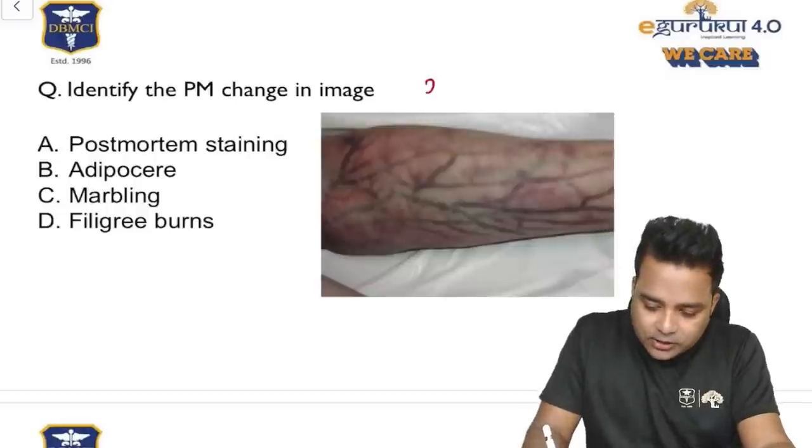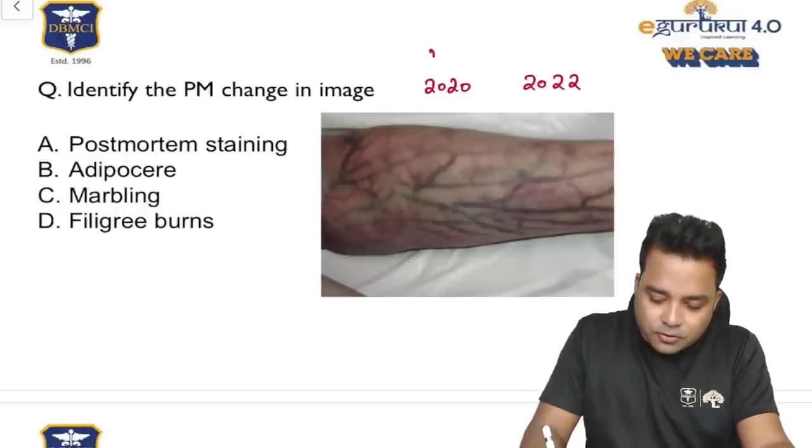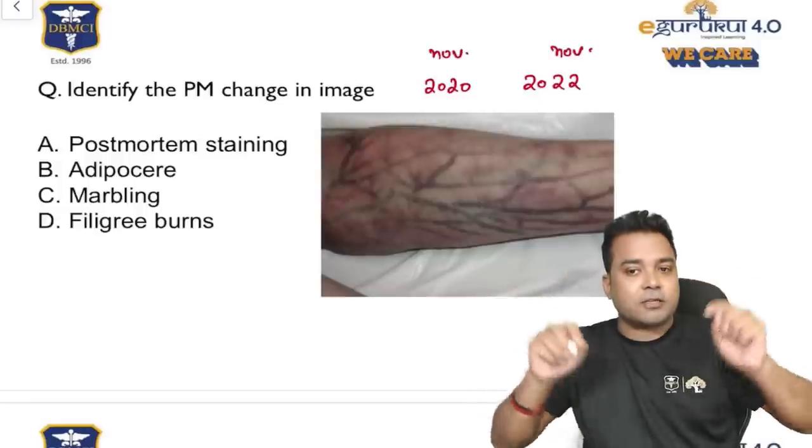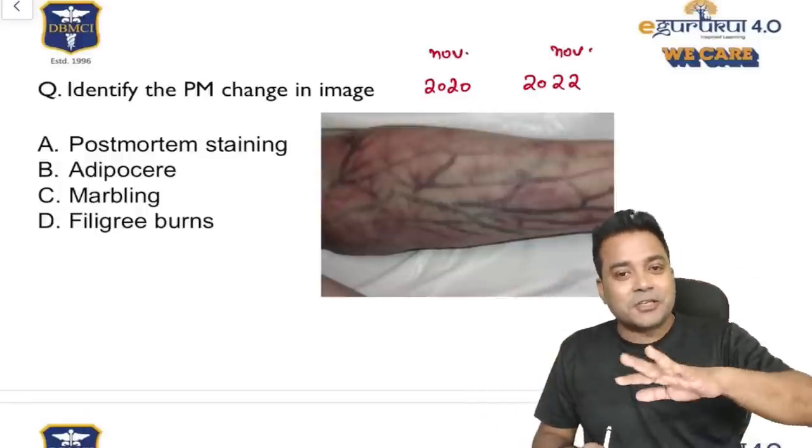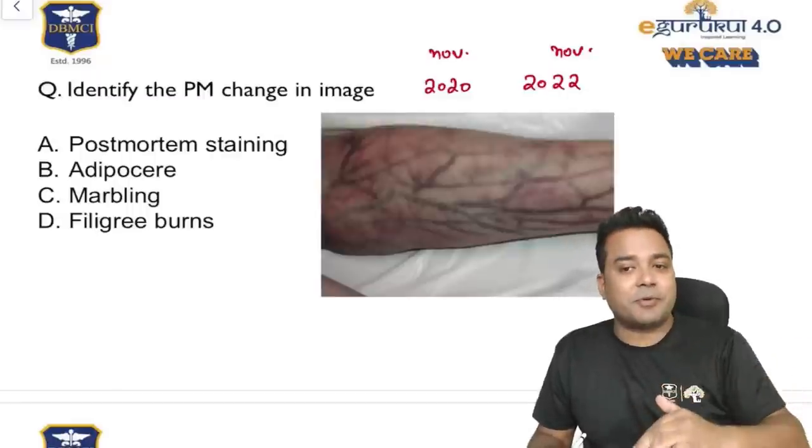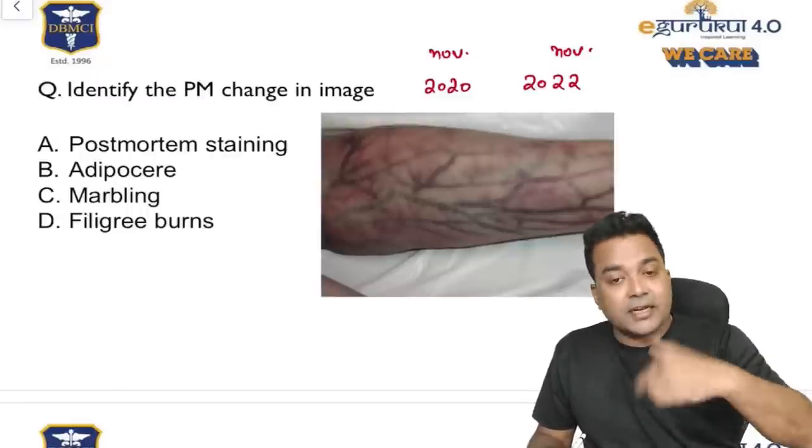See, this was asked in 2020. Again, it was asked in November 2020 and November 2022. See the way of repeating the questions. That is why I was saying it is a very predictable paper. The topics are highly repeated ones.